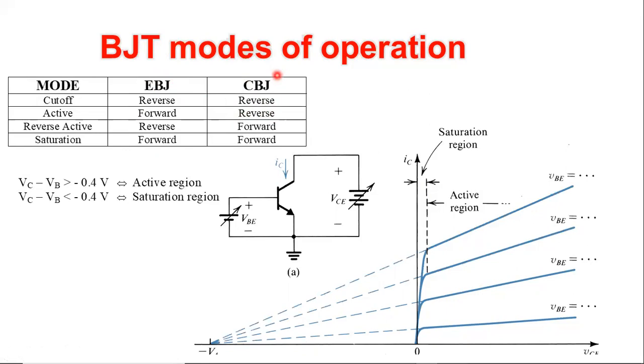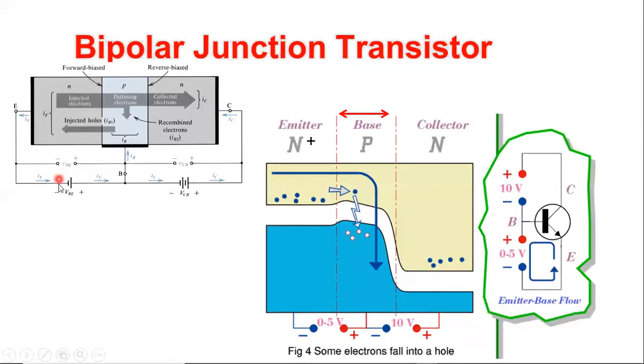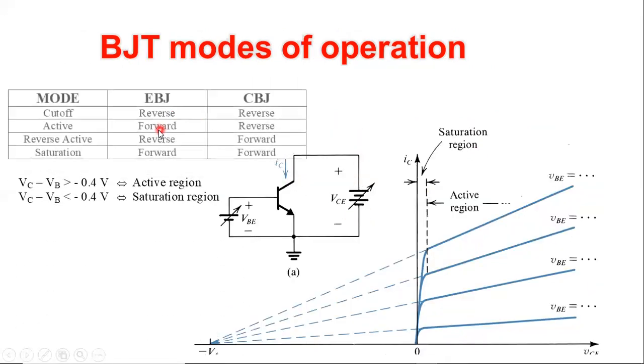Now we have tackled 2 out of 4. What about the remaining 2? So what if the voltage applied here is still smaller than 0.7? So this junction is not forward, so no electrons will pass, and we'll have no current. And this is basically what's called the cutoff mode.